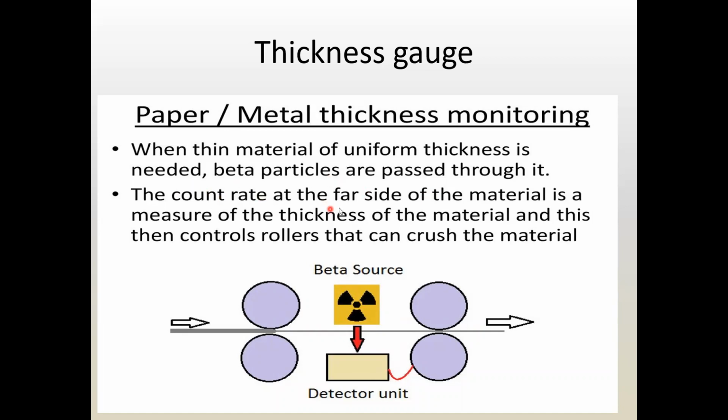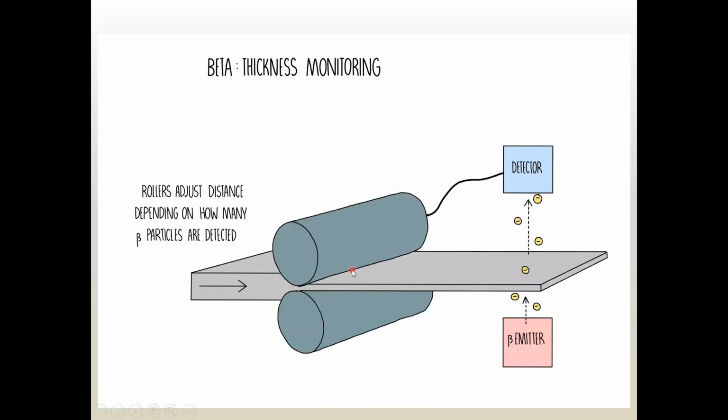The count rate at the far side of the material is measured, and then control rollers are there. They can crush the material, and we can identify if there is a change in the thickness. As you can see here, if there is a change in thickness, the counts will change. As a result, when there's a change in count, we can identify that at that specific position, the thickness is not the same or uniform.